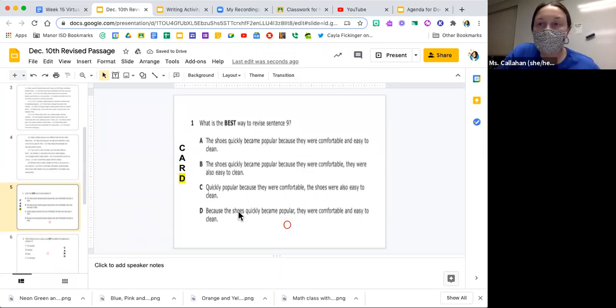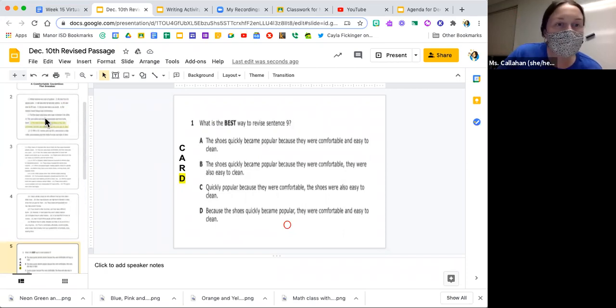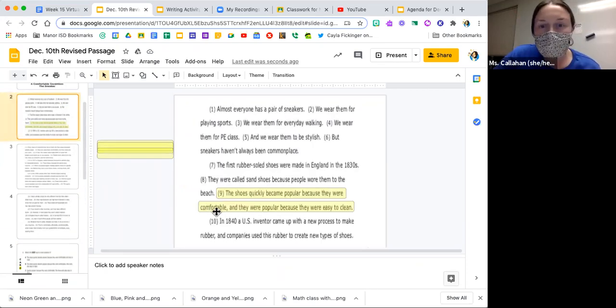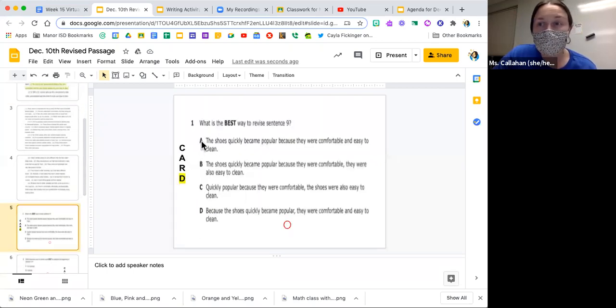And what I'm going to do is look for the answer choice that best helps me delete a repeated idea, okay? So I'm going to think, the shoes quickly became popular because they were comfortable and easy to clean. Well, that first one, right? It says they were comfortable and easy to clean. That's actually a perfect revision. So I'm going to stick with A, but I'm going to continue reading to see if any other answer choices make good sense. The shoes quickly became popular because they were comfortable. They were also easy to clean.